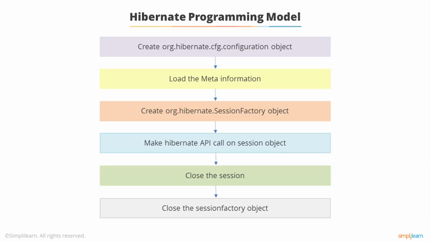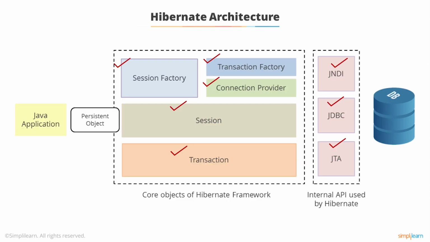So here is the Hibernate programming model. You create the hibernate.cfg.configuration object. You load the metadata information. You then create a session factory object. You then make a Hibernate API call on a session object. You close the session and you close the session factory. So the Java application will create the persistence object.